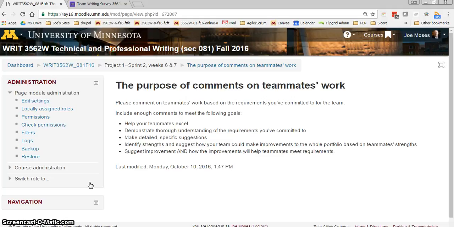Finally, suggest improvements and how the improvements will help teammates meet requirements. So this is sort of like the third bullet. If you're going to say somebody should do something in order to meet a requirement, also add a note about how that improvement will actually achieve that goal.